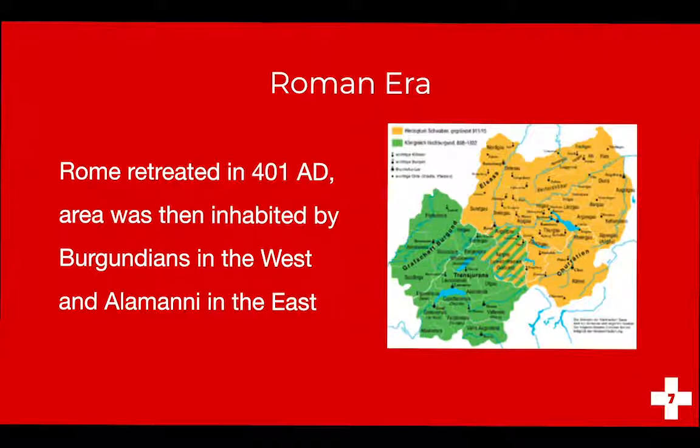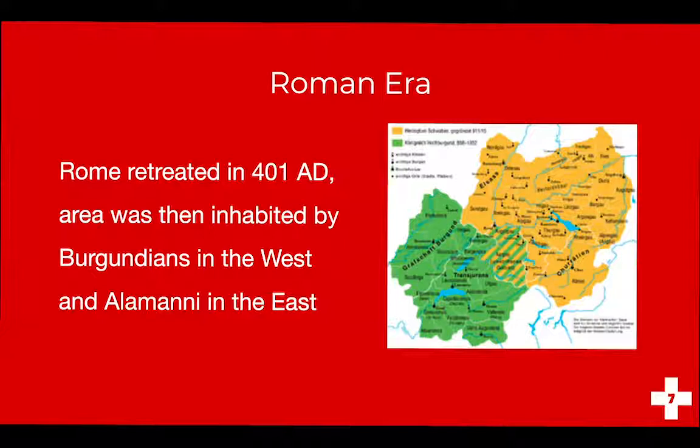and there's an entire series of encyclopedias and everything dedicated to the fall of Rome, so you can obviously go look into that. But Rome retreated in 401 AD from the area that is now Switzerland, and it was quickly inhabited by the Burgundians in the west and the Alemanni in the east.